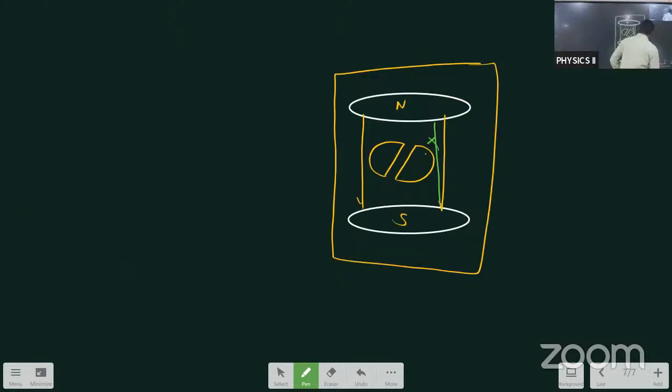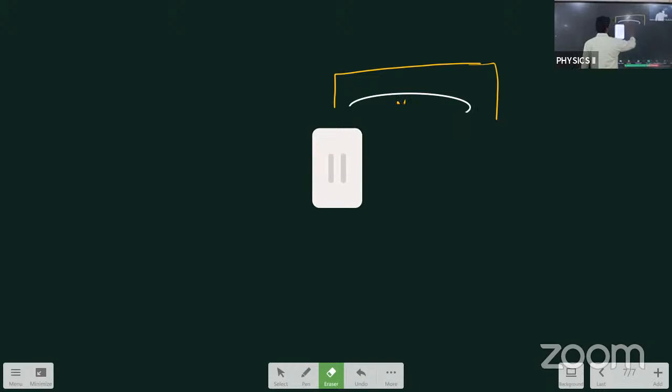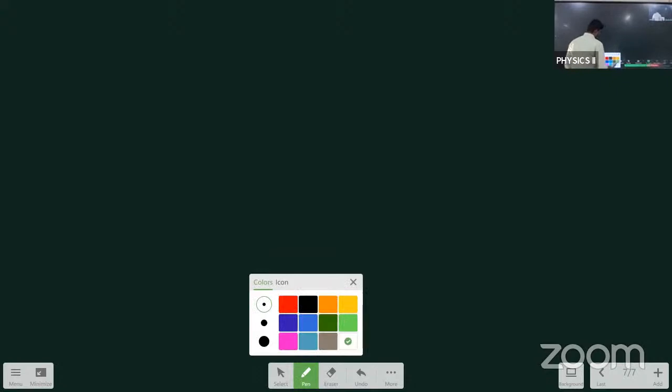Let us move on to the numericals of this chapter. There are 2 to 3 numericals. Once we are done with the numericals, these things will be enough for your moving charges and magnetism. Let me write down the numericals. Numericals from moving charges and magnetism. Let us solve the first numerical here. So let me note down the question.